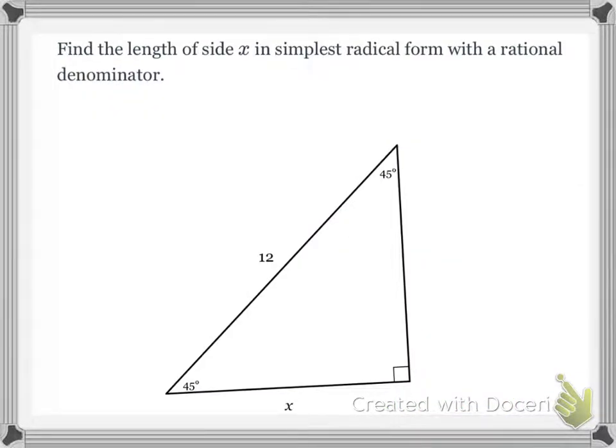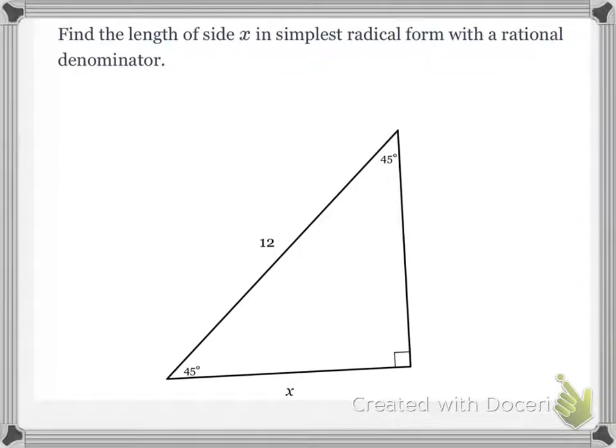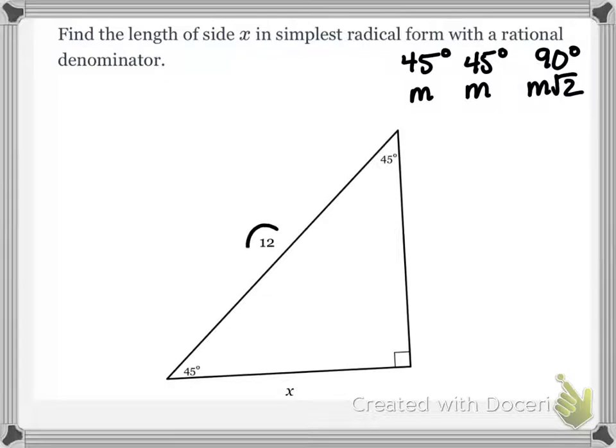Find the length of side x in simplest radical form. Okay, so the x is the bottom one down here. Let me shift this up a little bit and see if this will help because it's kind of hidden. There you go. Now, another 45, 45, 90. So let's do it on this side. 45, 45, 90, m, m, m square root of 2.